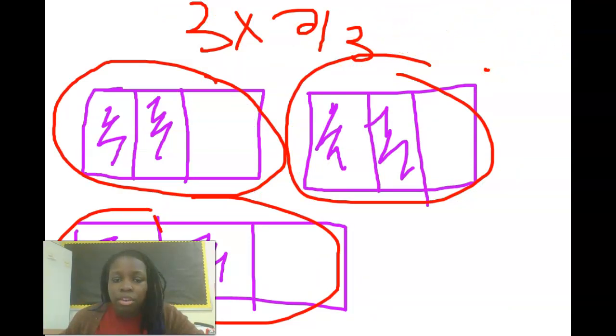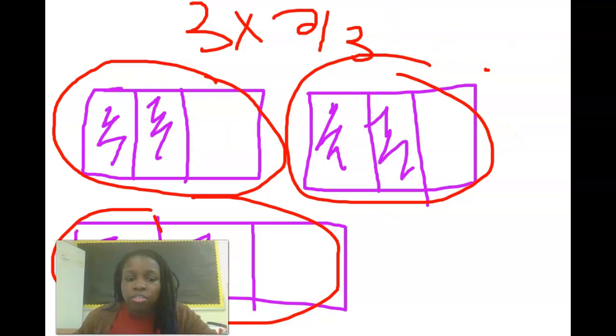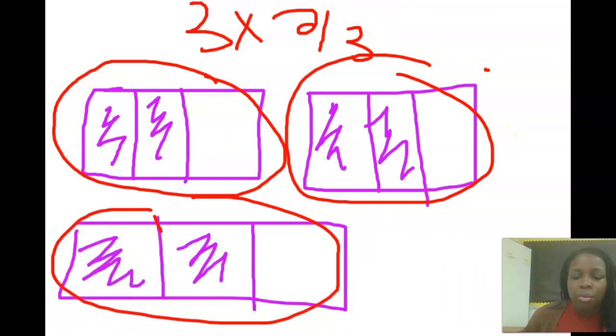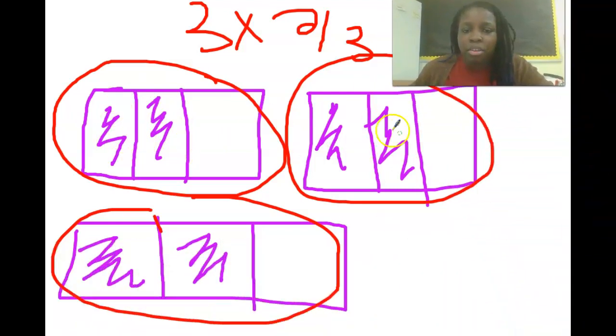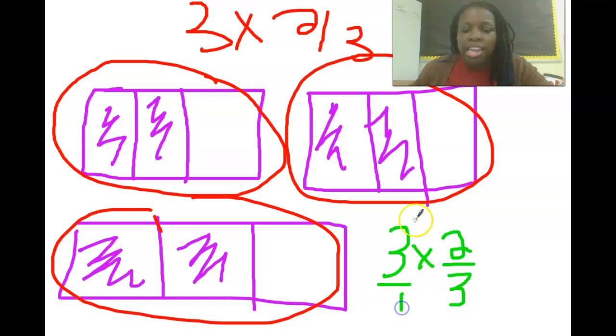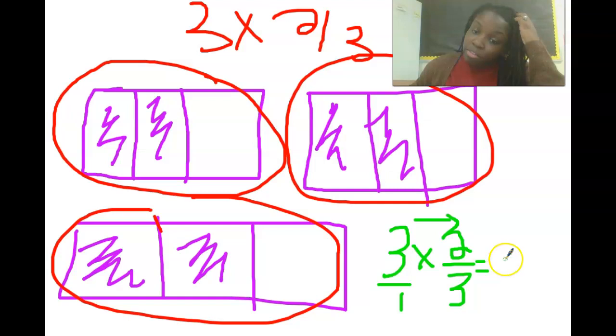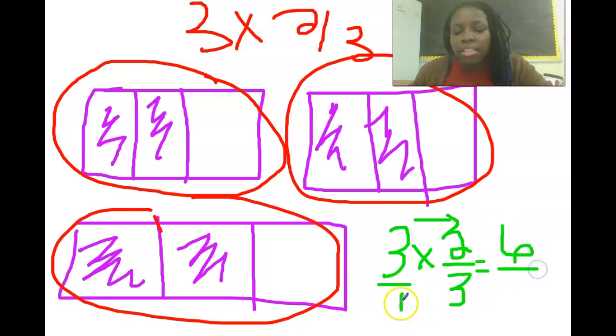3 times 2/3, because we saw that there was 2/3 and there's 3 of them, right? So we're going to go ahead, I keep moving myself, and multiply 3 times 2/3. What goes under this whole number? Good, a 1. Now we're going to multiply across. So what am I multiplying first? 3 times 2, good, is 6. And then 1 times 3, what is 1 times 3? Good, 3.